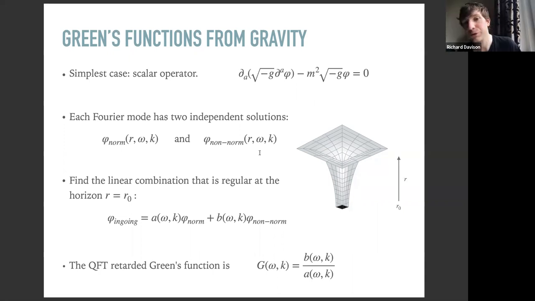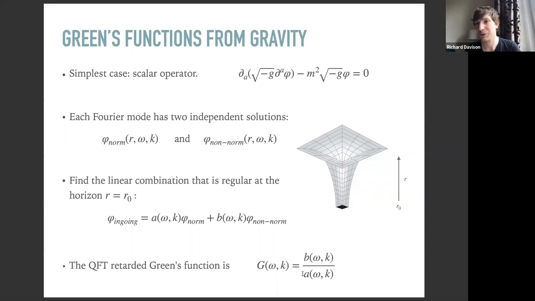And to compute the retarded Green's function, what I want to do is find these two solutions, then examine what they look like near the horizon of my black hole. I'll have some planar horizon, and then by examining them near the horizon, find the linear combination of them that is regular at the horizon in ingoing coordinates. Okay, so there'll be some particular linear combination which is regular in this coordinate system near the horizon. And once I found that combination, once I found these relative coefficients A and B, the retarded Green's function that I'm looking for is just given by the ratio of B over A.